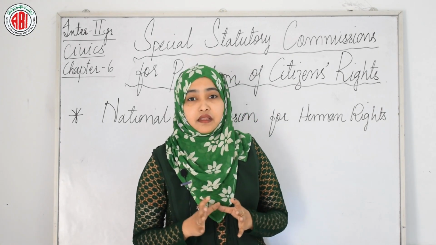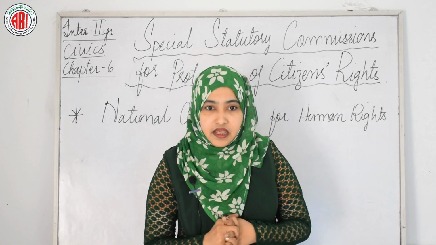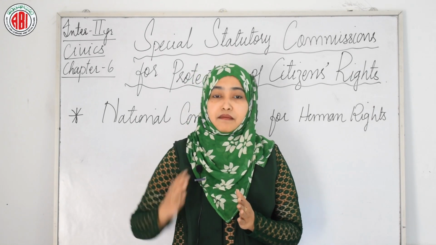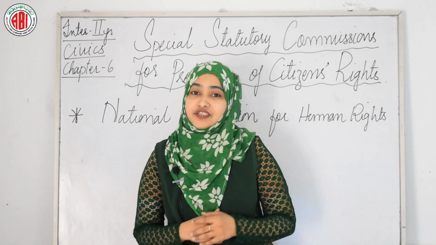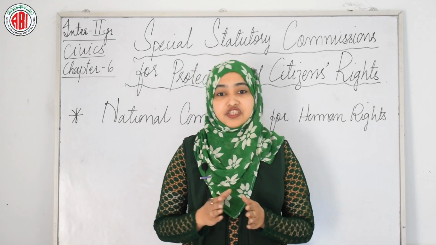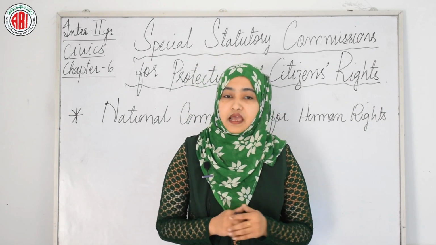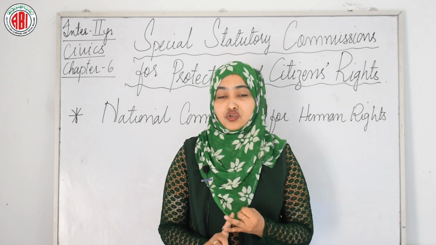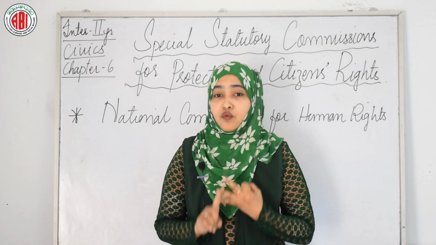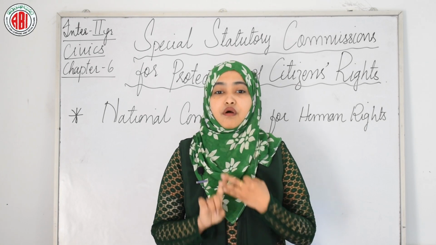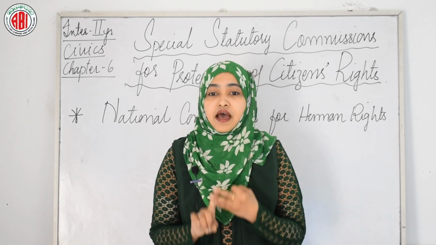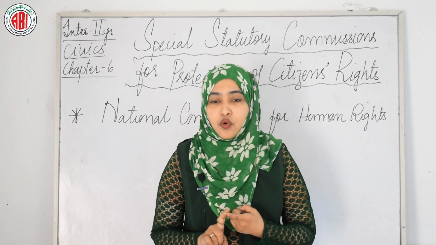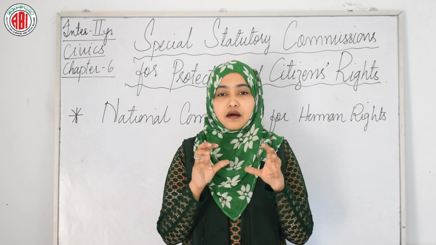Here are the compositions. The commission consists of a chairman and 4 other members. The chairman should be a retired Chief Justice of the Supreme Court, and 1 member should be a serving or retired Judge of the Supreme Court. Then 1 member should be a serving or retired Chief Justice of a High Court, and the other 2 persons should have knowledge of human rights. All these are the compositions.